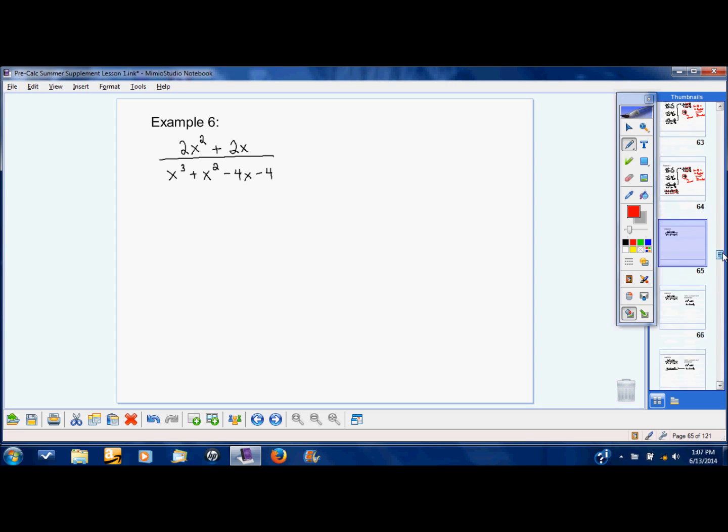Let's take a look at that numerator first. We factor the numerator. Take a look at that. We have 2x squared plus 2x. So that one's a little easier to see. We have a 2x that's in common. So you factor out the 2x. 2x times x is 2x squared. 2x times 1 is 2x.